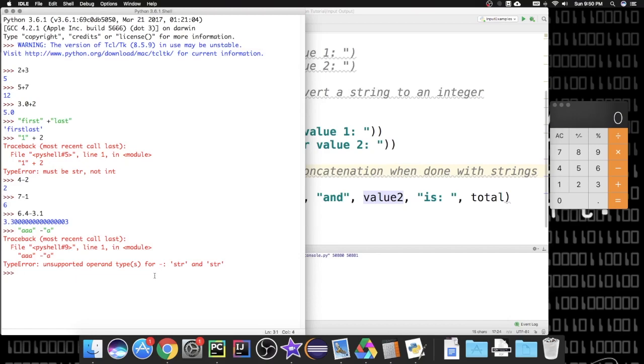Okay. All right, on to multiplication. Same idea here, 2 times 3. The star is your multiplication symbol. If I introduce two integers, I get an integer result. As soon as I introduce a decimal, even if it's just a 2.0, which could be represented as an integer if we wanted to, times 4, it's going to give me a decimal result. Now the one quirky thing that you can do with multiplication, you can multiply strings by an integer.